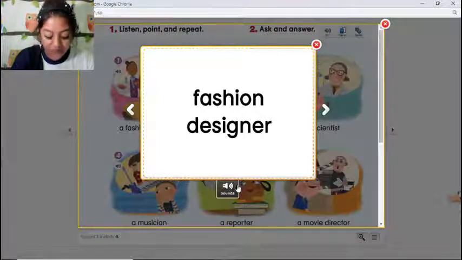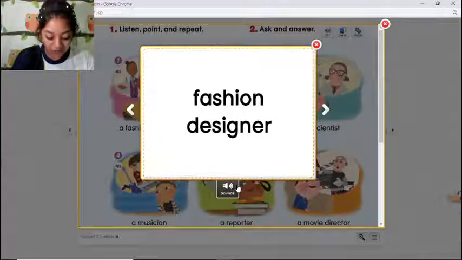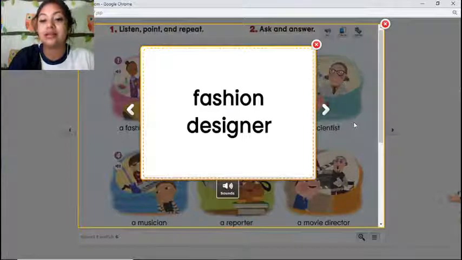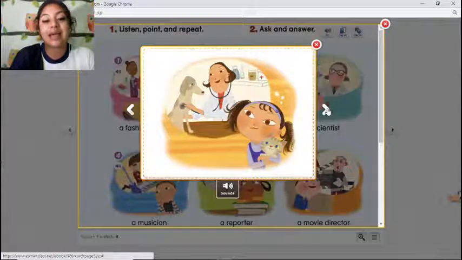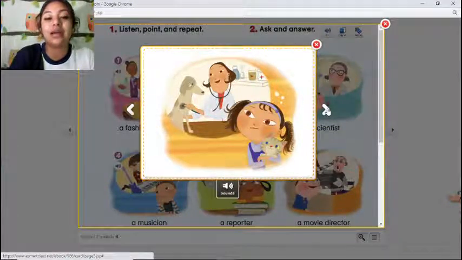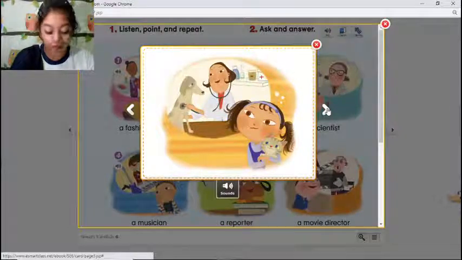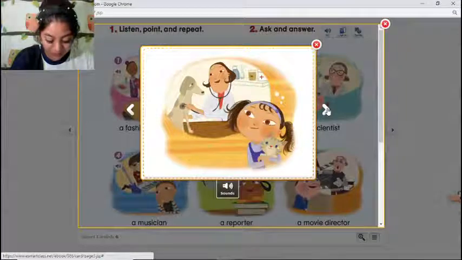She wants to be a fashion designer, that's correct. She wants to be a fashion designer. Diseñadora de modas, that's correct. Excellent, Alejandra, that's correct. Let's go into advance. The next one, she has a cat and she's thinking to listen to the heart of a dog. What is this one? Or what does she want to be? Vet, that's correct.